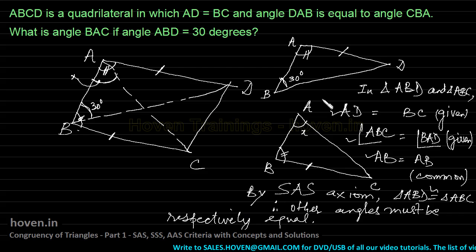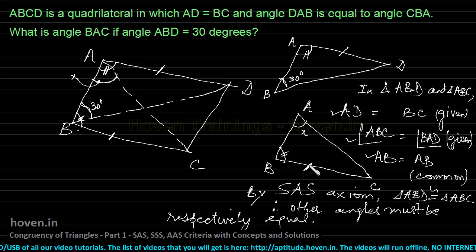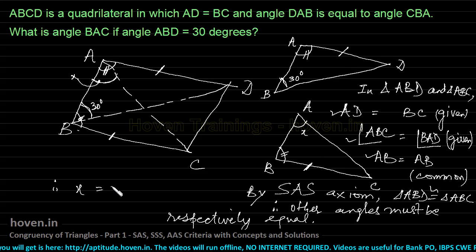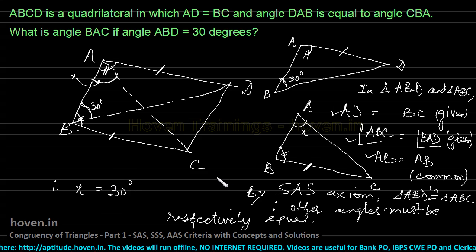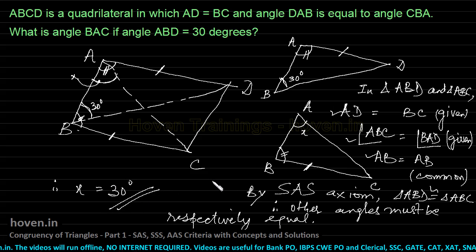So how do we find out the respective angles? I hope you understand what I am trying to say. This is 30. Now does it mean that X will be 30 or this will be 30? Let us now see a trick here. Whenever you are in doubt, take one side. The angle opposite to this side is X. And what is the angle opposite to this side? 30. These two angles should be equal because they will be the corresponding angles. So X is equal to 30 degrees.